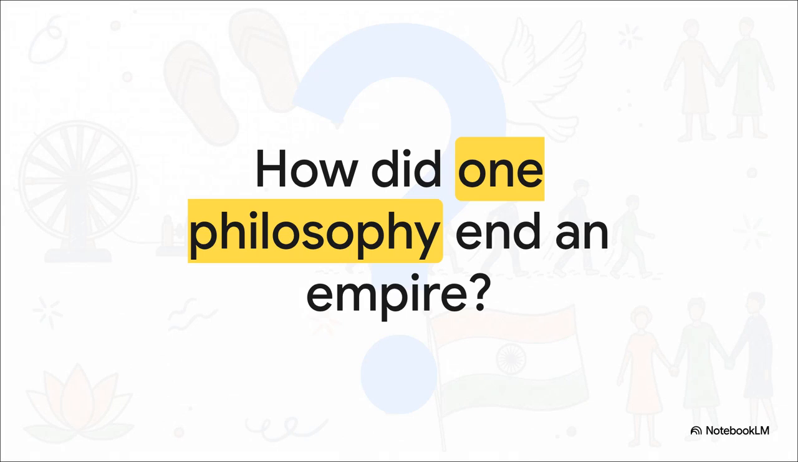Seriously, think about it for a second. How did one single philosophy manage to dismantle the world's largest empire? We usually picture revolutions as these chaotic, incredibly violent explosions. But here we're looking at something exceedingly rare. It's a structured, highly deliberate chain reaction. We're talking about one man's core ideas, wielding nothing but spinning wheels and salt, systematically taking down British rule.